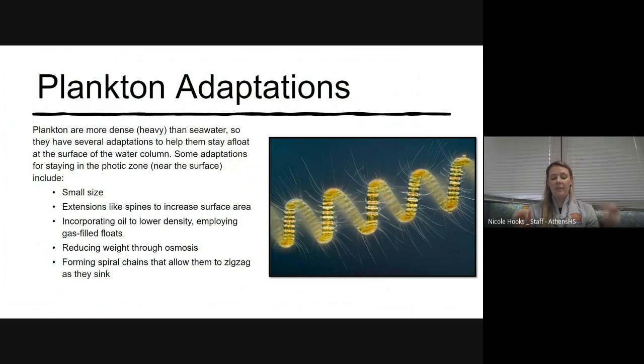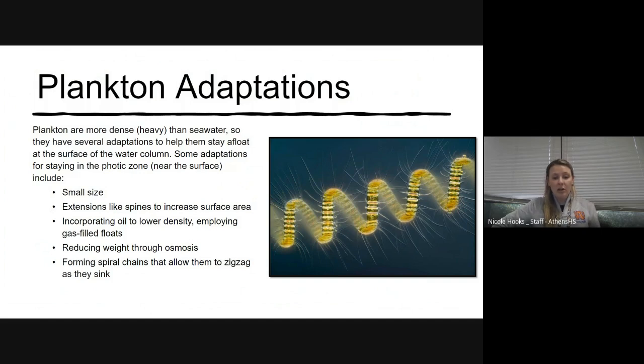They will sink very slowly because of that, because the large surface area will basically cling on to water molecules and make it hard for it to sink. They incorporate oils into their body. They'll have proteins that make certain oils. They'll lower their density because oil always floats on top of water. They employ gas-filled floats. Some of our macroalgae do that more.